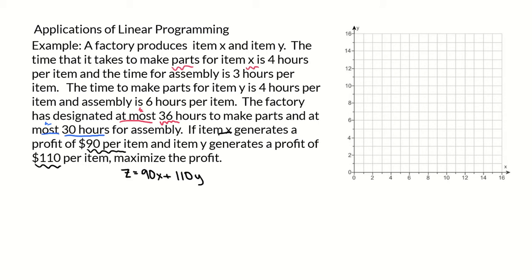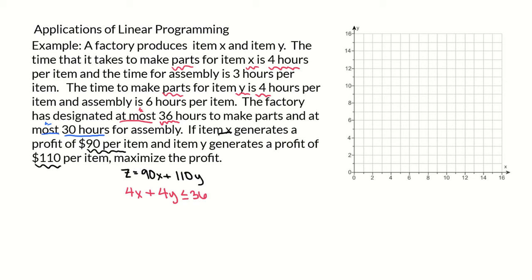Parts for X is 4 hours per item, so 4X. And then we're going to also use parts for Y. Parts for item Y is also 4 hours per item. So 4X plus 4Y is the time spent making parts. And that is at most 36 hours, so less than or equal to 36.